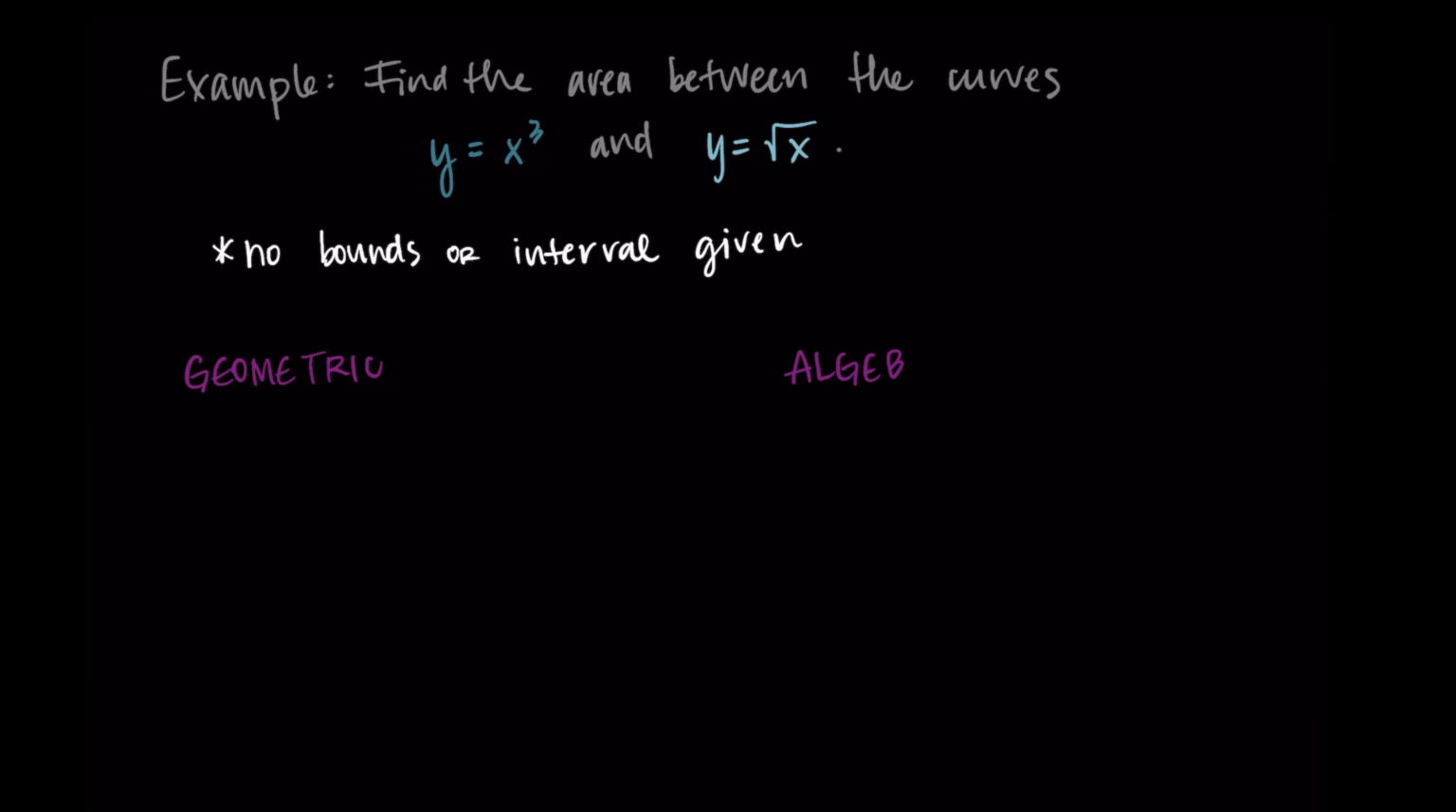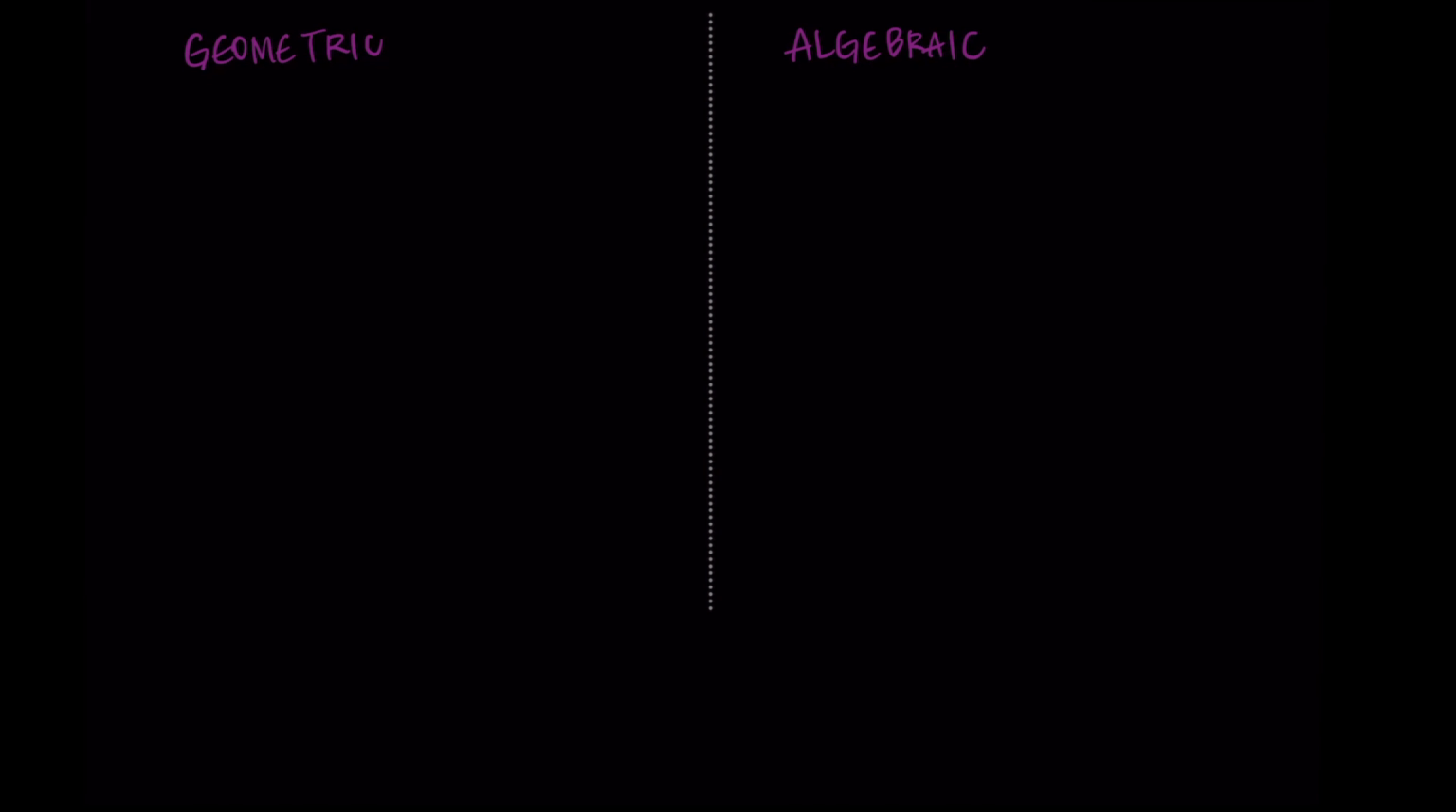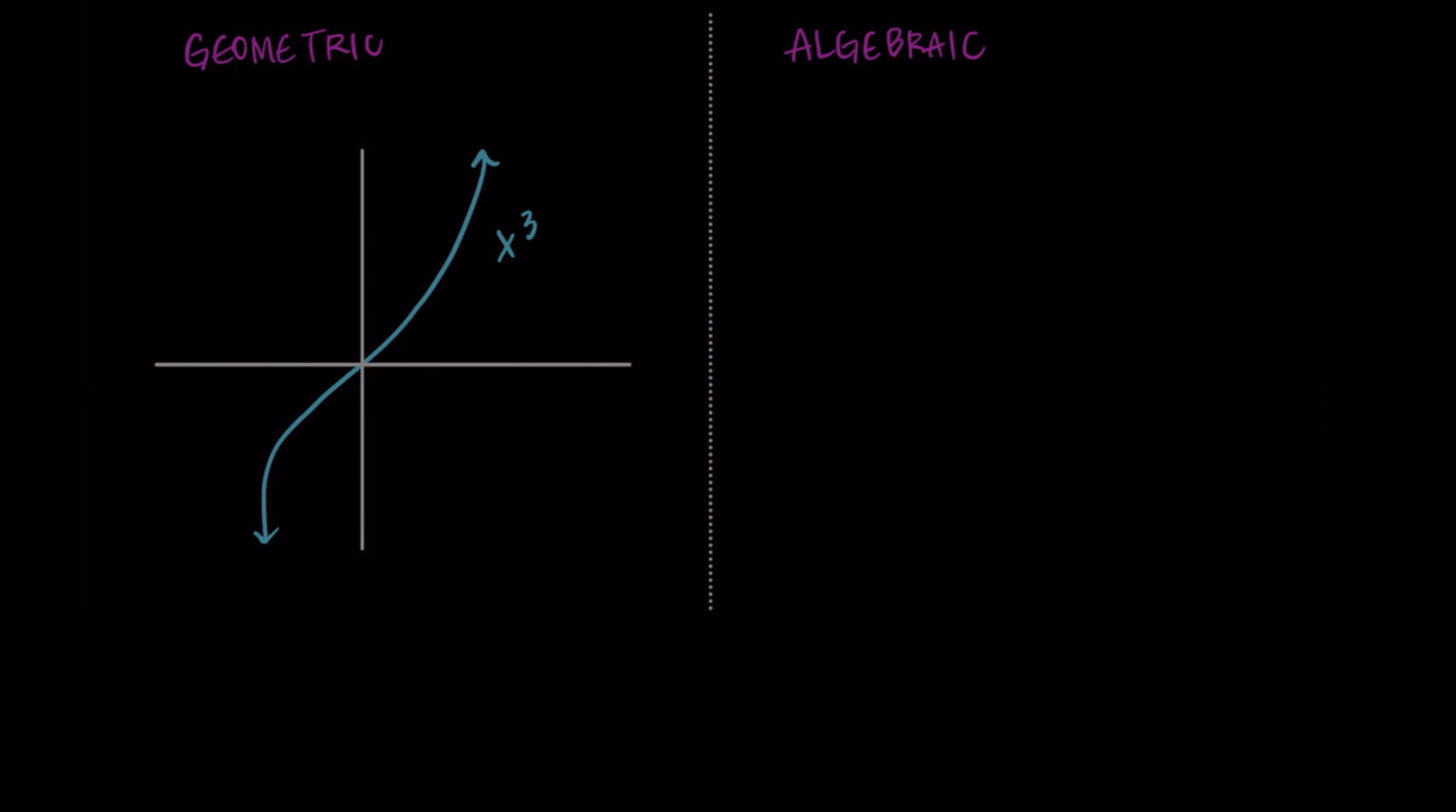So I always like to graph the functions that I'm given, and I can do this by hand or by using a graphing tool, but it's also nice to know how to do this without graphing, and that's the algebraic method. But I'll start with the geometric interpretation. So if we have these two functions and we think about them on some axes, I know that y equals x cubed looks like this S shape, and then y equals square root of x is sort of just this half part that comes out from the origin.